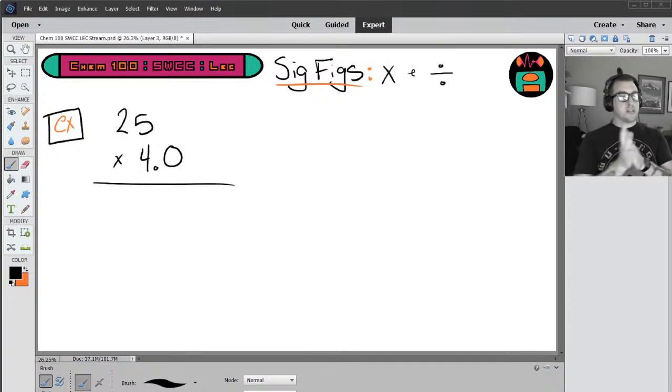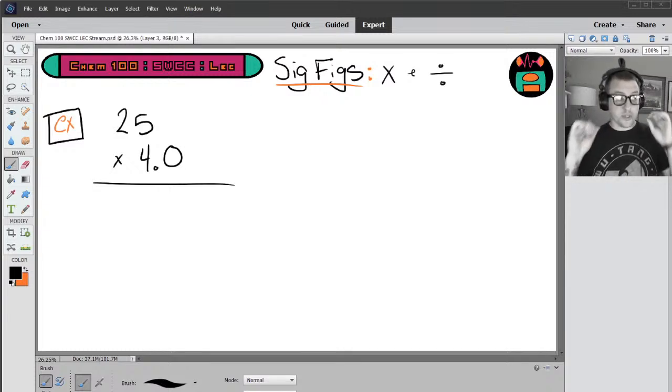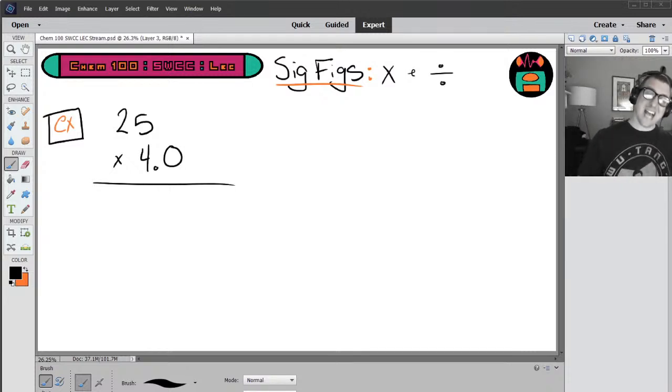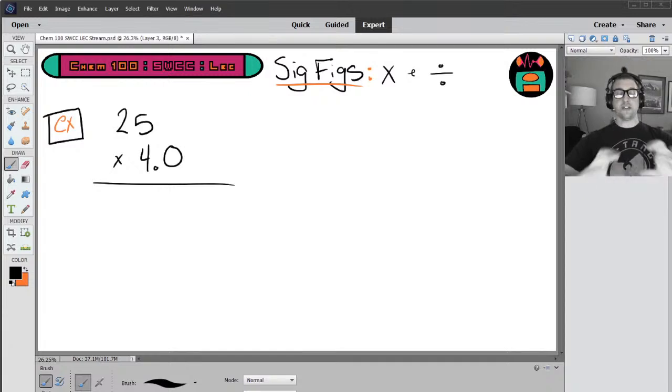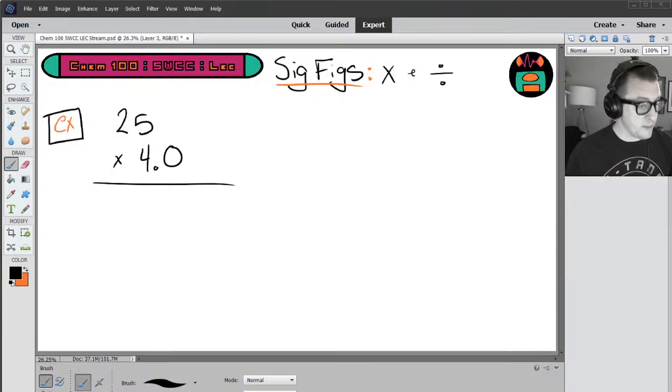So calculators do not understand sig figs. If you punch 3 times 11 into your calculator, it'll tell you the answer is 33. You have to apply the rules for sig figs after, once you see that answer. You have to take that answer and then apply the rules for sig figs. So if you're using a calculator, you still have to keep them in mind.